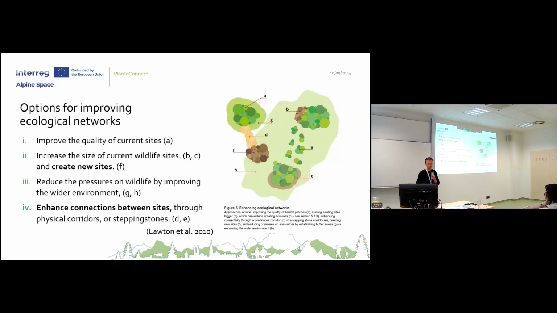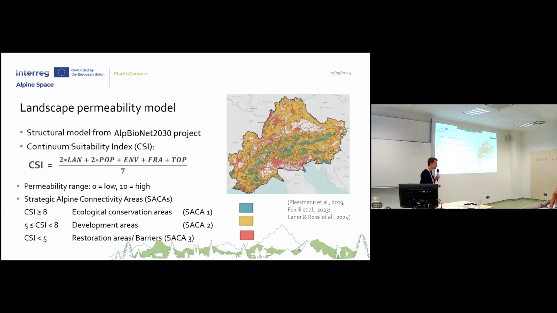And therefore, we used these concepts for options to improve ecological networks, and we focused on two options: create new sites and enhance connection between the sites, because those are the two options which have a very strong spatial impact and spatial focus. We did not start from scratch. We started from the EUBIOCOR 2030 project. They elaborated an analysis based on the continuum suitability index.